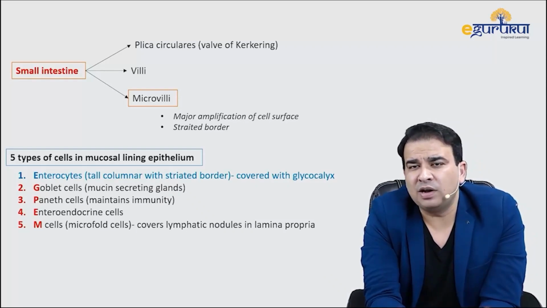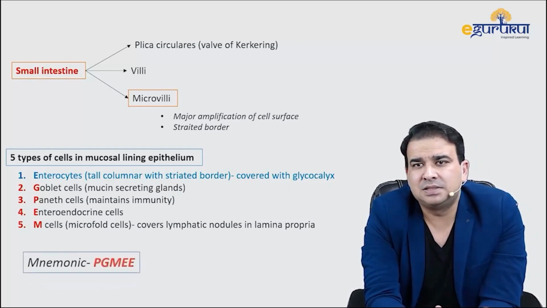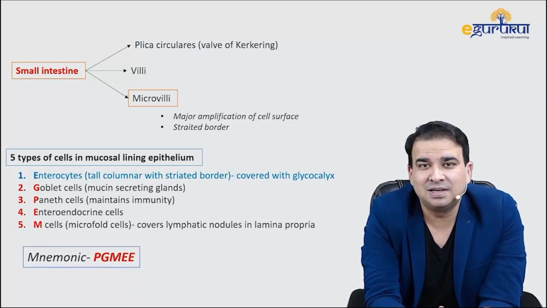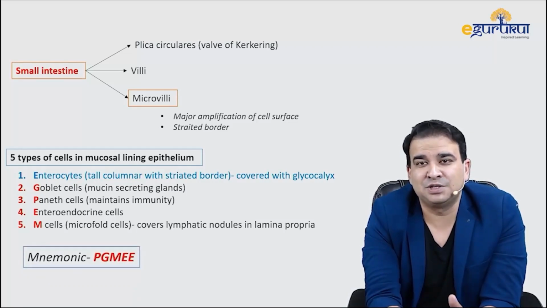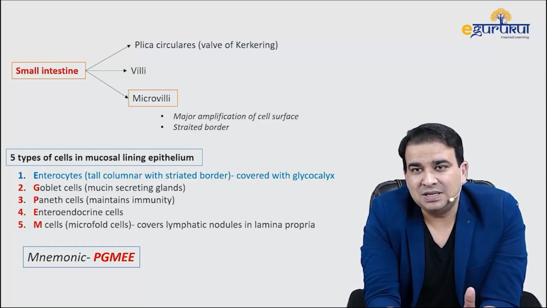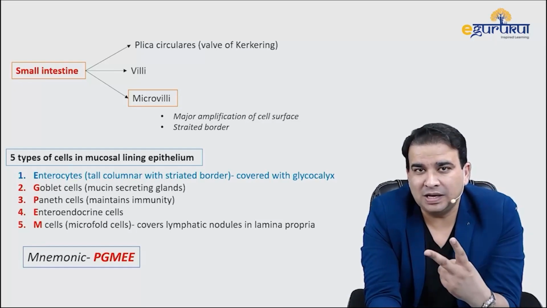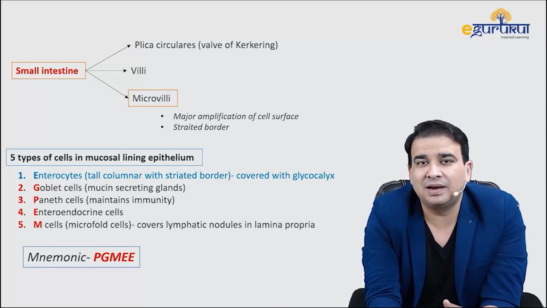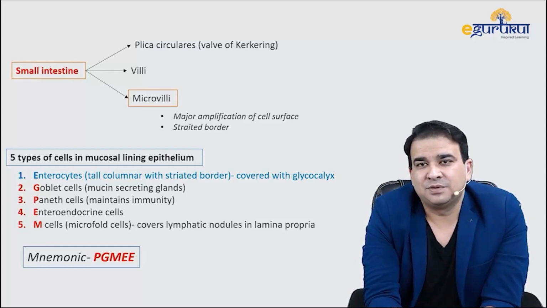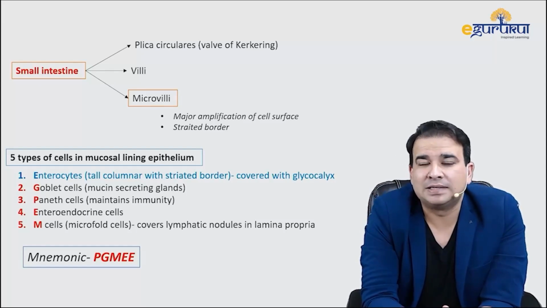Now again, a small mnemonic which may help you to remember them is PGMEE. I'm sure that no one will forget this mnemonic, at least the postgraduate medical entrance examination. The P here will remind you of the Paneth cells, G for the goblet cells, M for the microfold cells, and the 2 E's over there, one is the enteroendocrine cells and the other the enterocytes. So the 5 types of cell in the lining epithelium of the small intestine.